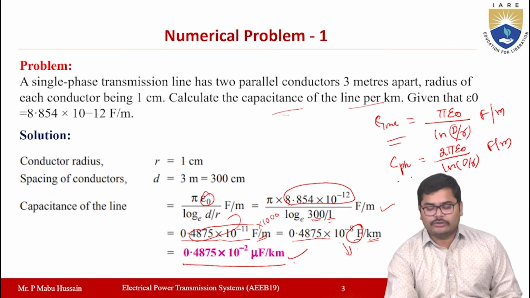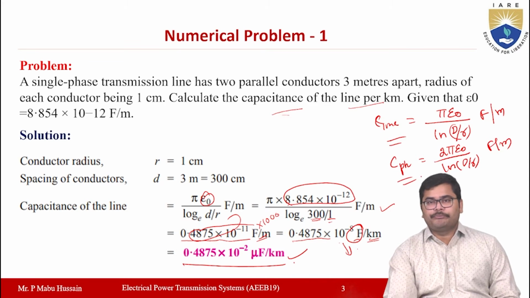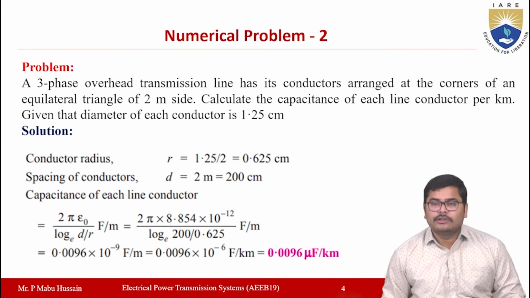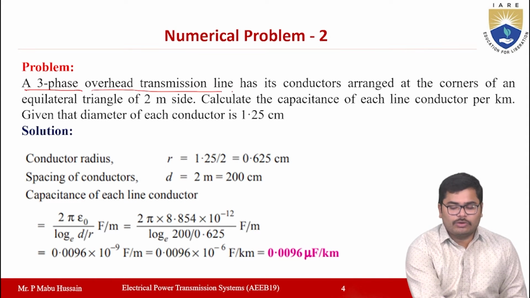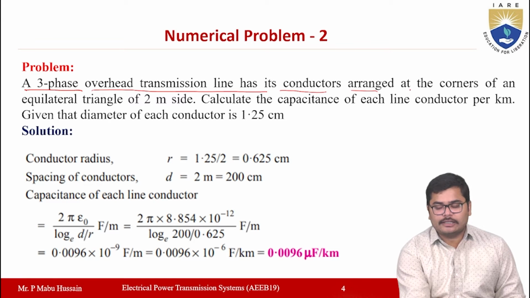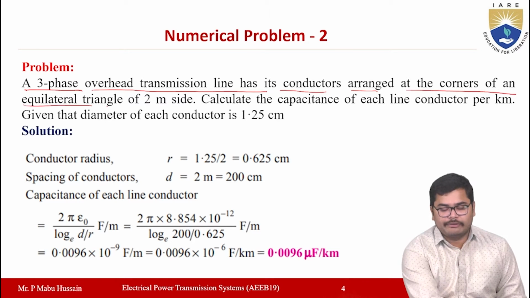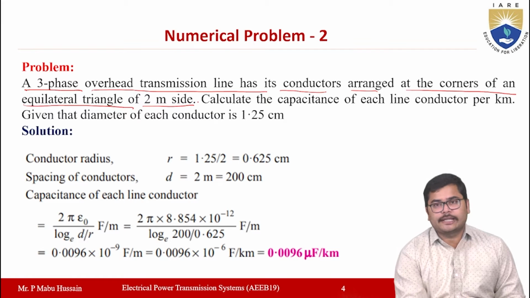Okay, so you have to remember these equations. Right. Now let us calculate the capacitance for a three-phase transmission line. In this numerical problem, a three-phase overhead transmission line has its conductors arranged at the corners of an equilateral triangle of 2 meters side.